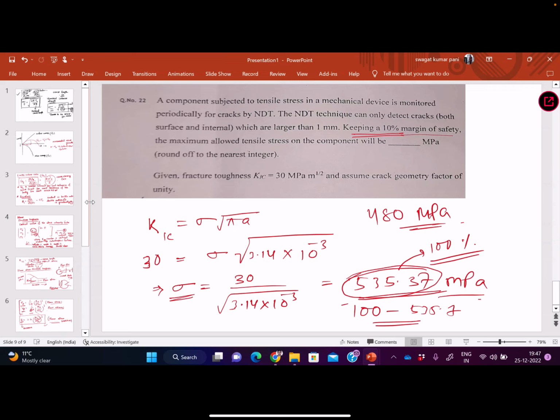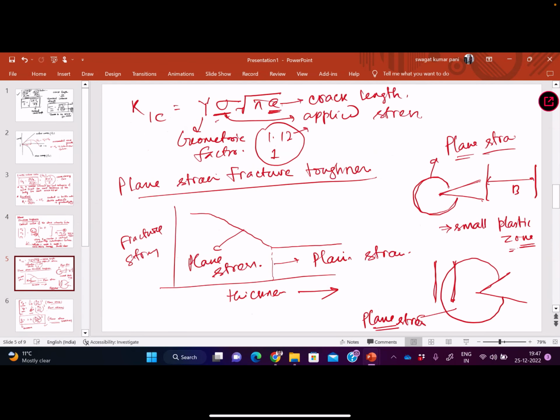So in fracture mechanics, this much is enough for GATE. I think I wrote the K1C relations and all those there.